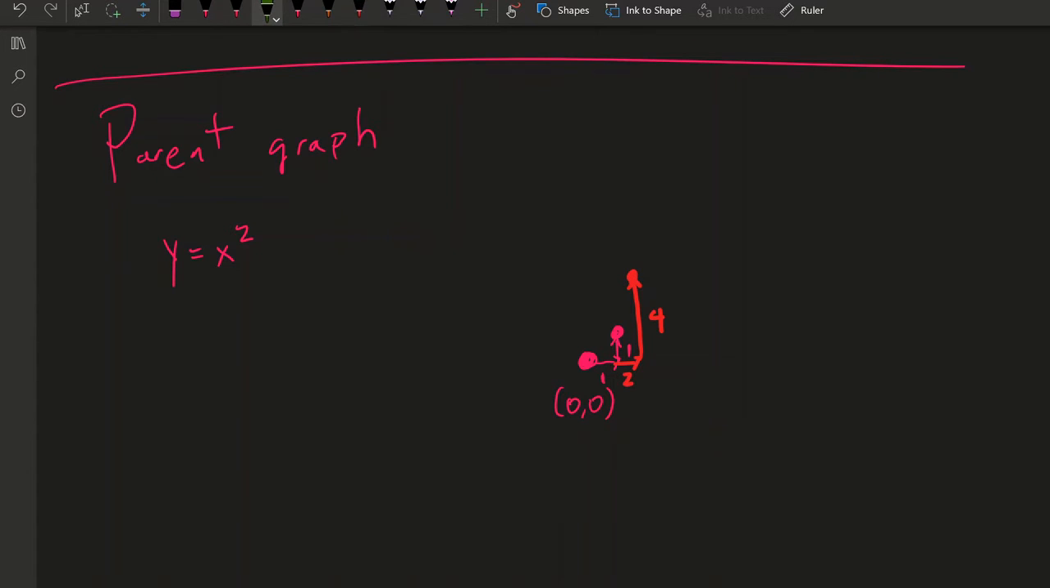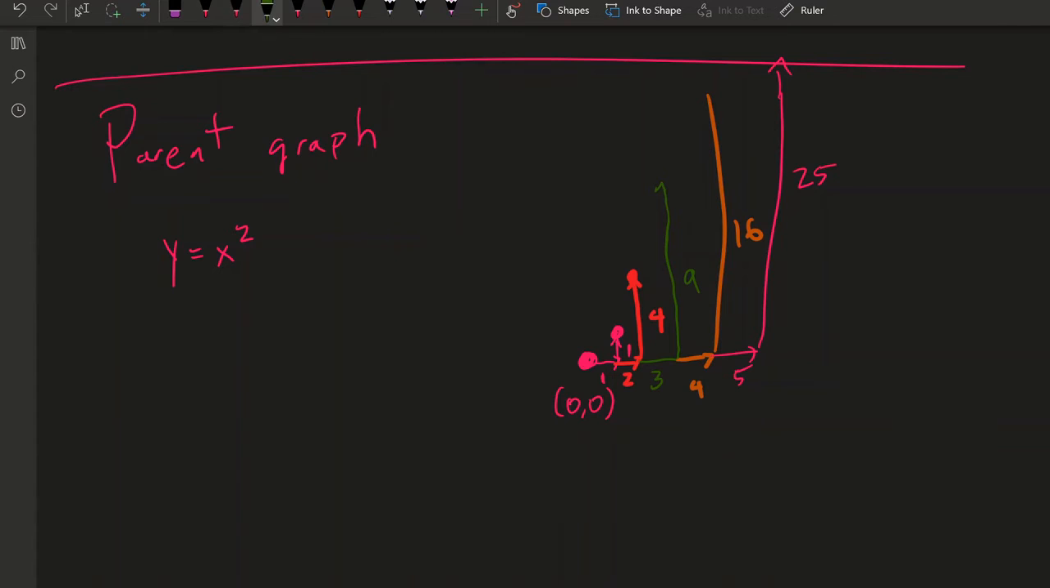If I move to the right 3, I'm going to move up 9 because 3 squared is 9. And of course, now I can probably stop drawing the picture, but if I went right 4, we would go up 16. And then if I went right 5, I would go up, this is going to go off the screen, but I know it's 25.